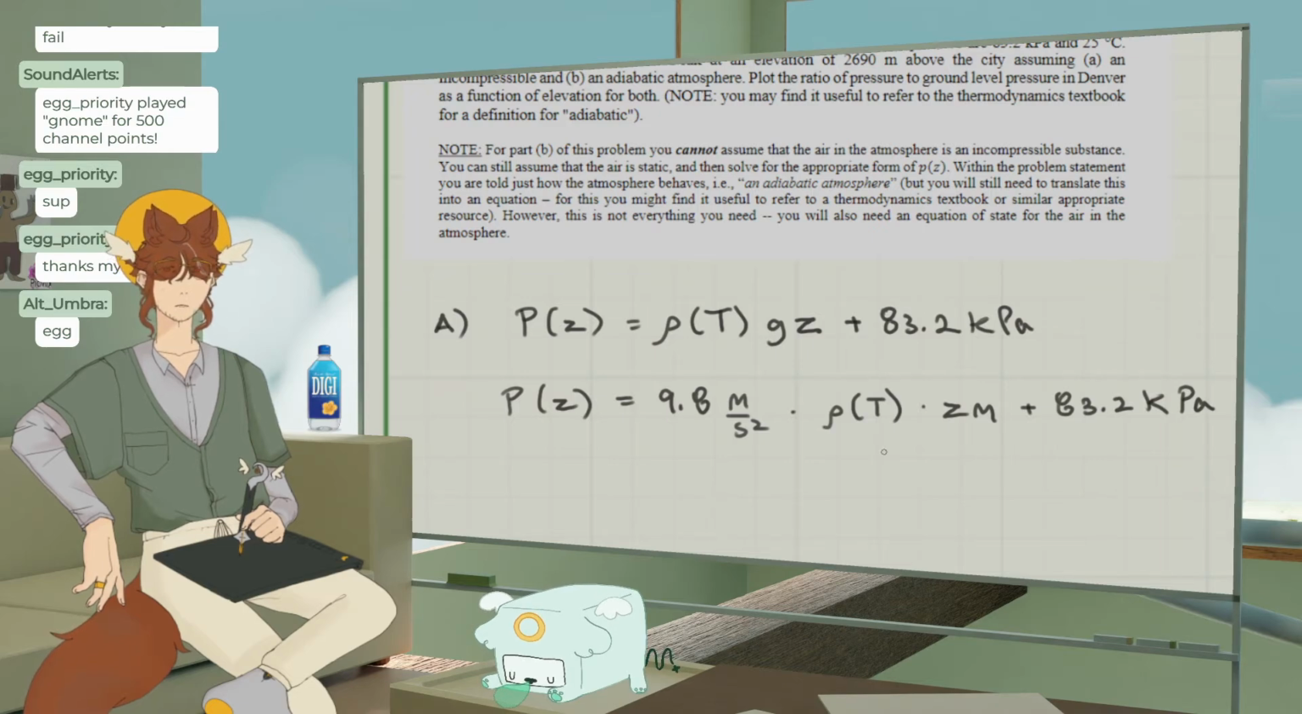Plot the ratio of pressure to ground level pressure. The ratio of pressure to ground level pressure. So we're normalizing it, so it's going to be like plus 1, I guess. Intercept of 1.